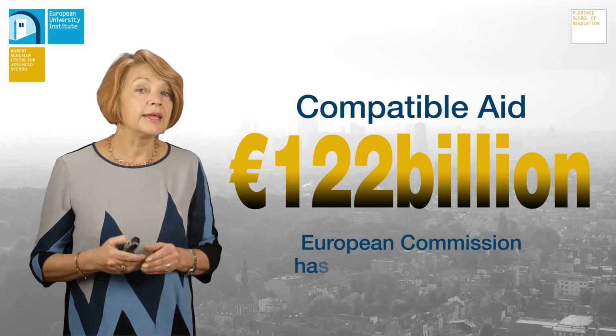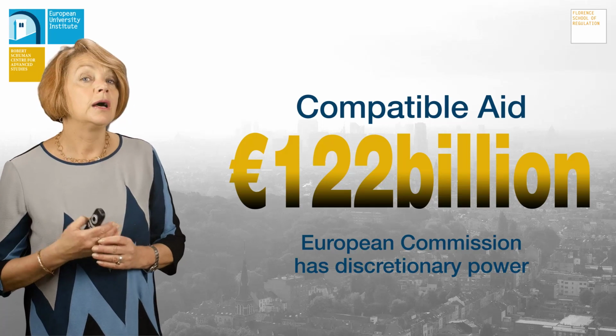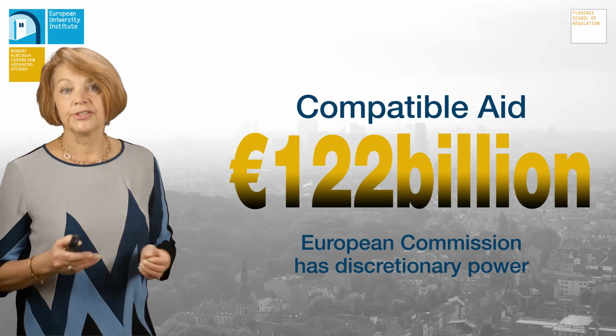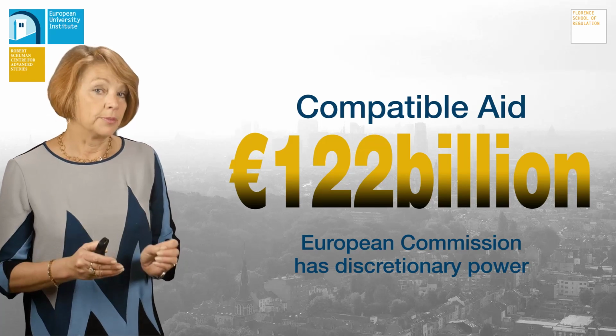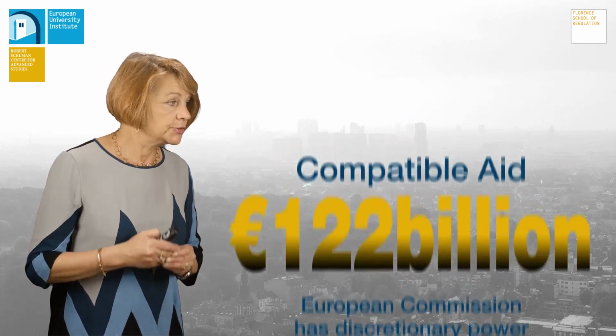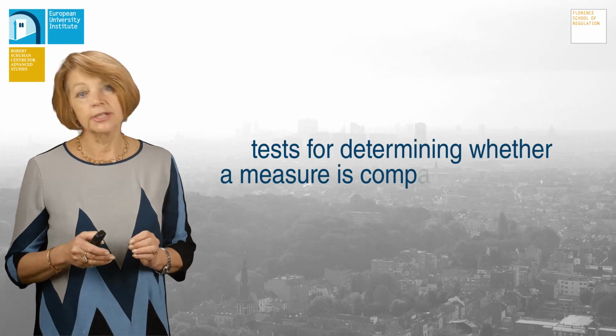And the Commission then has a great deal of discretionary power, as I'll explain to you, to review national measures and to declare them to be consistent with various objectives of European energy policy and environmental policy. So the process of screening member state measures is a very important one, and I'll talk about how that's done next. But what I want to concentrate on now is the tests for determining whether a measure is compatible aid or not.